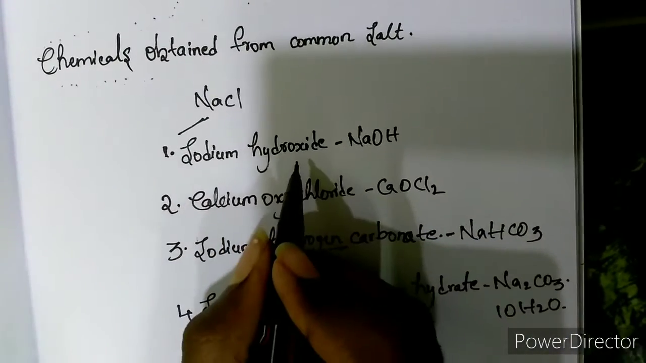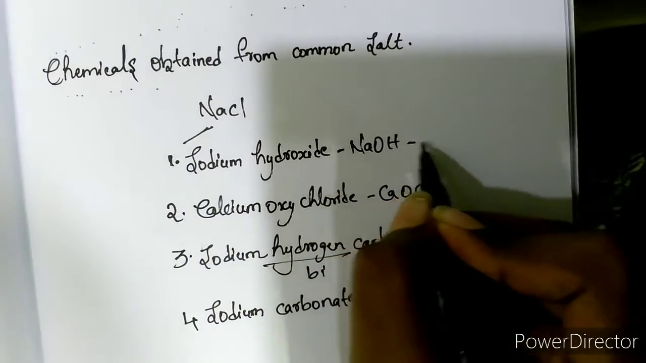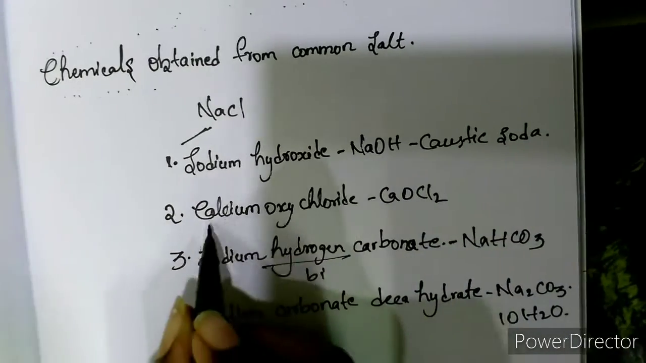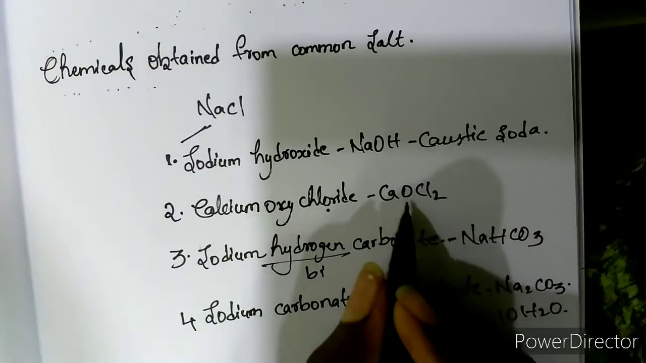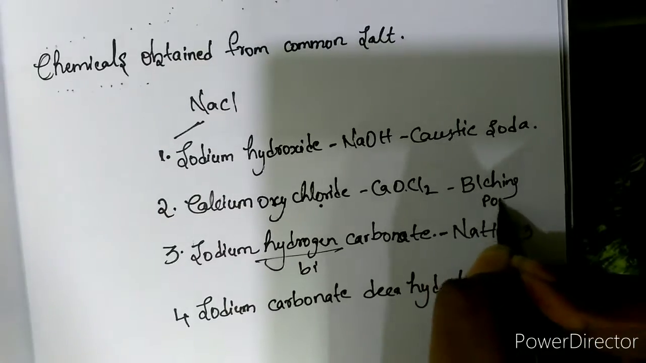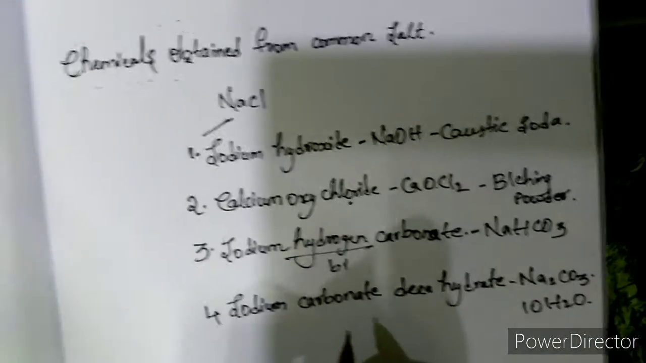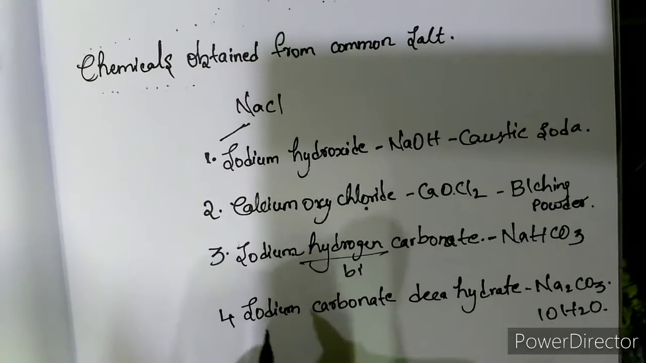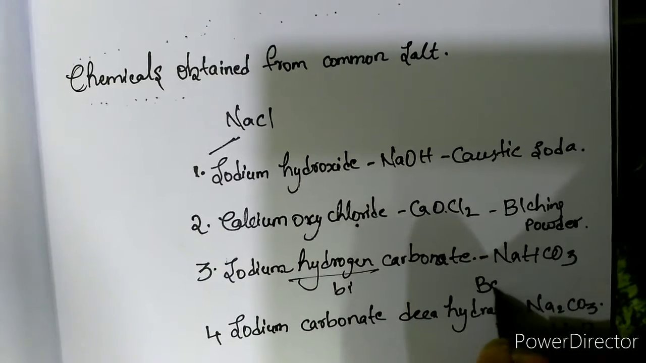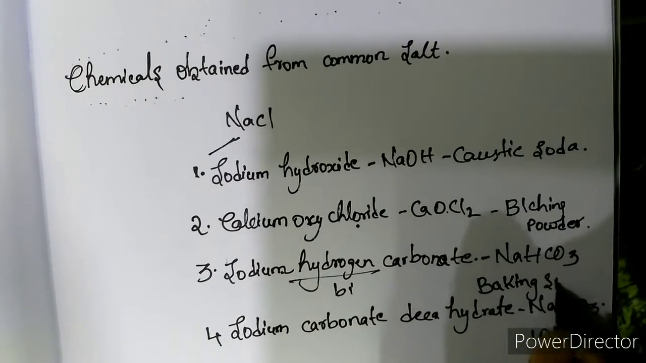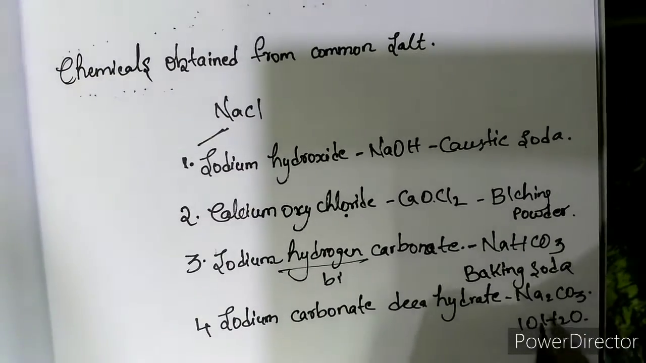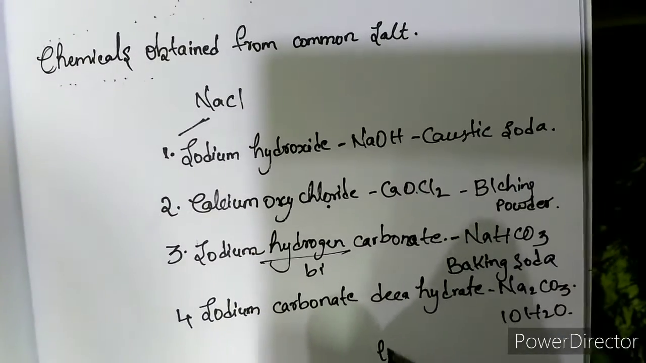Now the first one is sodium hydroxide, NaOH, that is caustic soda. This is the chemical formula of caustic soda. This is calcium oxychloride, CaOCl2. This is bleaching powder. Number 3 is sodium hydrogen carbonate, that is sodium bicarbonate, and this is baking soda. Number 4 is sodium carbonate decahydrate, Na2CO3 10H2O. This is washing soda.